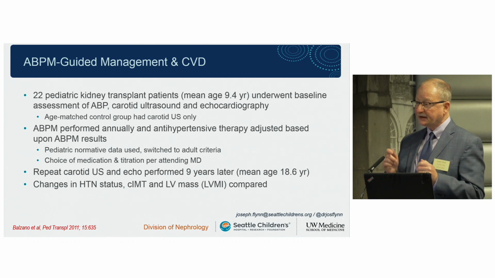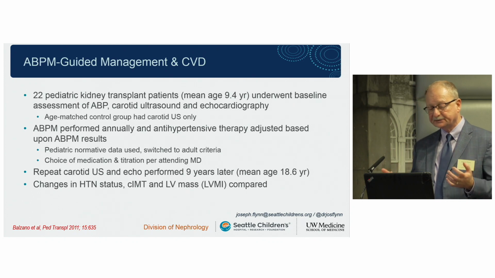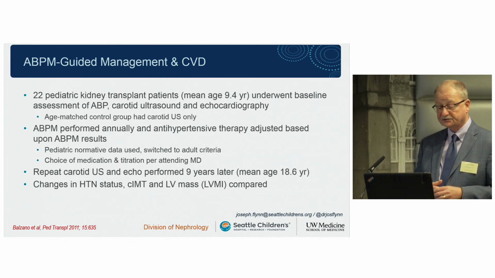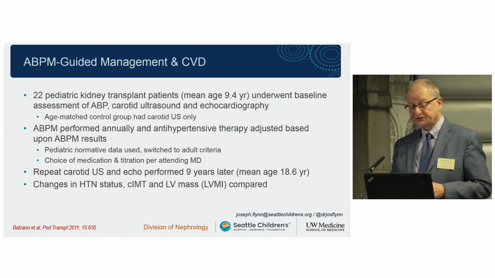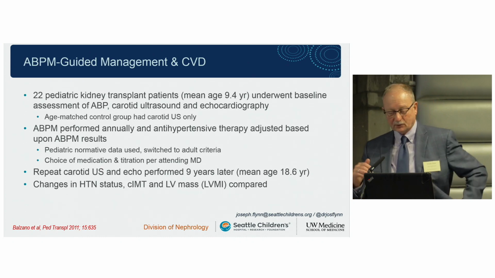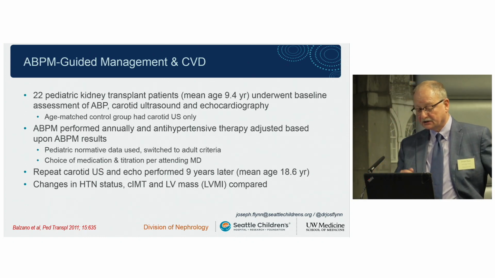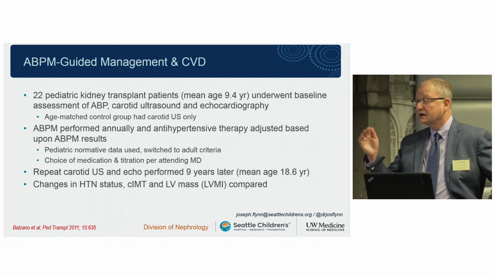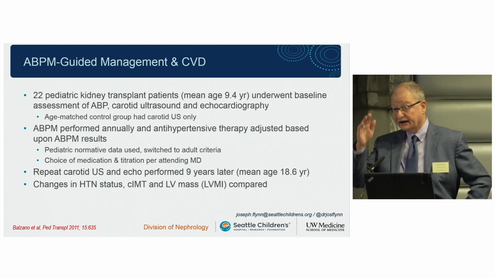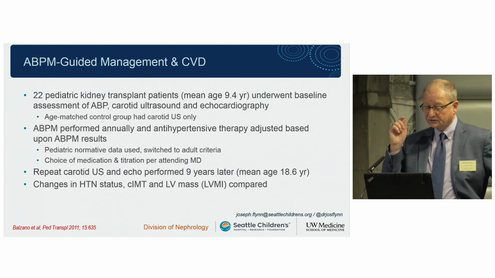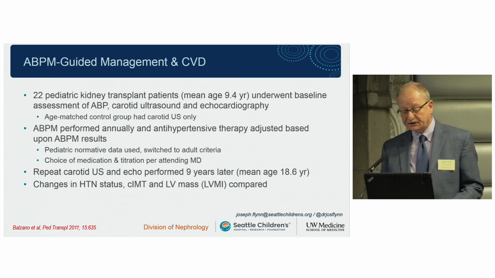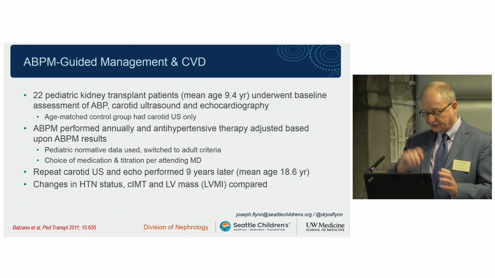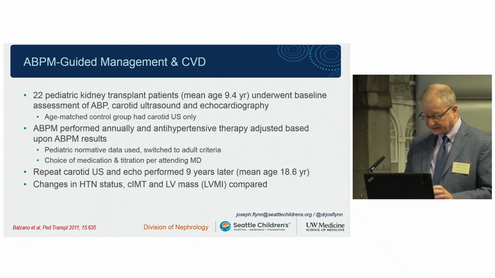They did ABPM annually, and every year they would look at the ABPM results and adjust the treatment based on the ambulatory blood pressure monitoring results. These were initially young patients, but they got to be quite older, so some of them had to be switched to adult criteria, because they studied them 9 years later after doing this for 9 years. They looked at their blood pressure status, their carotid intima-media thickness, and their LV mass 9 years after using this ABPM-guided therapy.